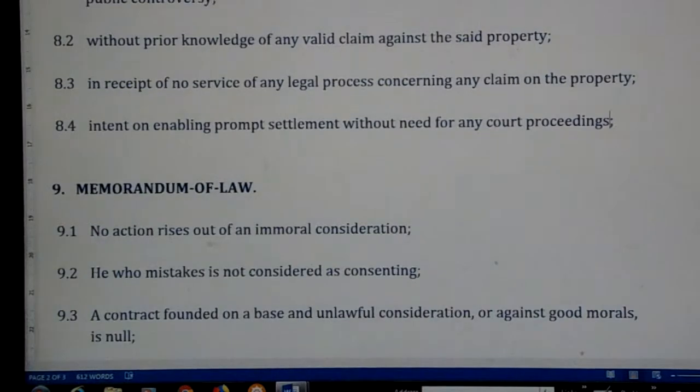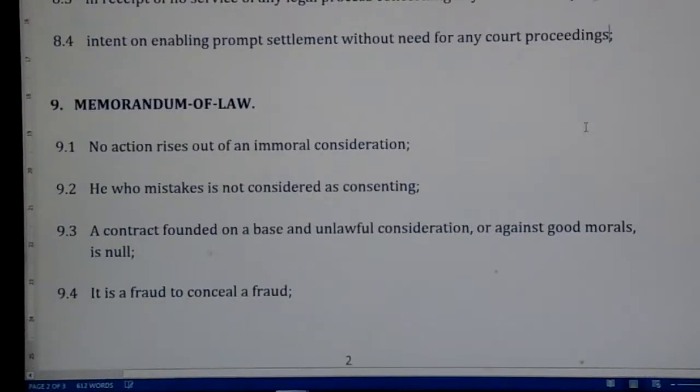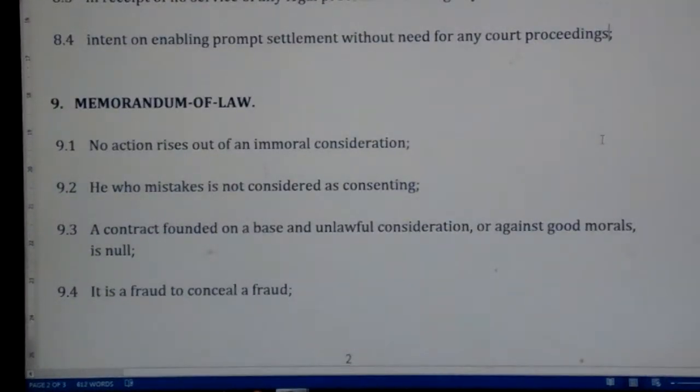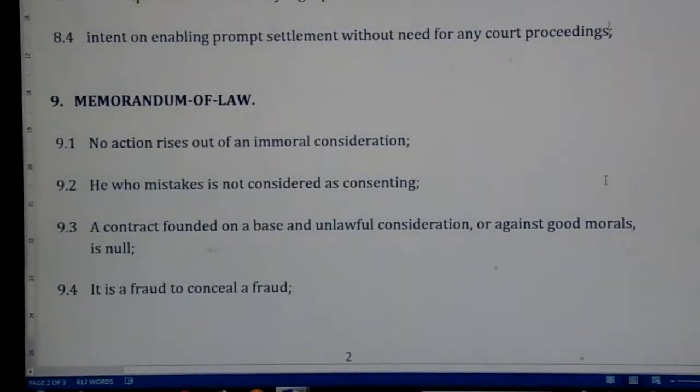Right? And the tenant is, finally, intent on enabling prompt settlement without need for any court proceedings. That is where your stand is. Once you make the stand that you're willing to settle without court, end of story, they have no recourse to a court. Why would you go to court? They produce the paperwork, you pay them, and end of story. They don't produce the paperwork, they're at fault, and you give them a certificate of fault. That's how you do business.